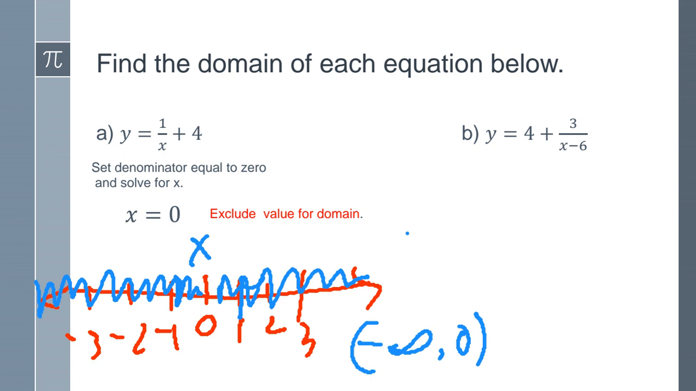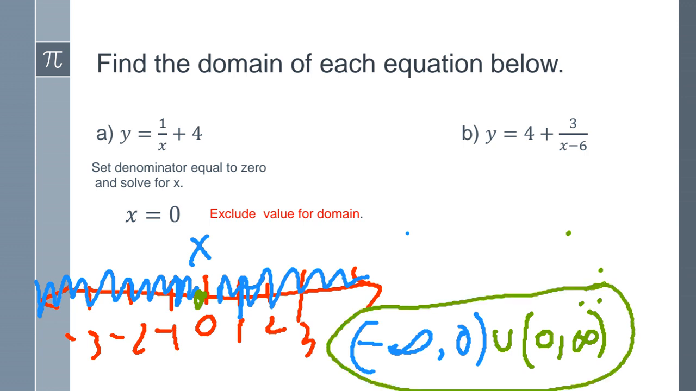Let me highlight some, for example, like these numbers in there. And we want to be able to capture those numbers as well. So we use 0 and put a parentheses, and that tells us that 0 is not included. And then we're going to use this symbol, which represents union. And then we start from 0 and we go to positive infinity. So our domain is going to be this in interval notation. In words, we would just say all real numbers except for 0.